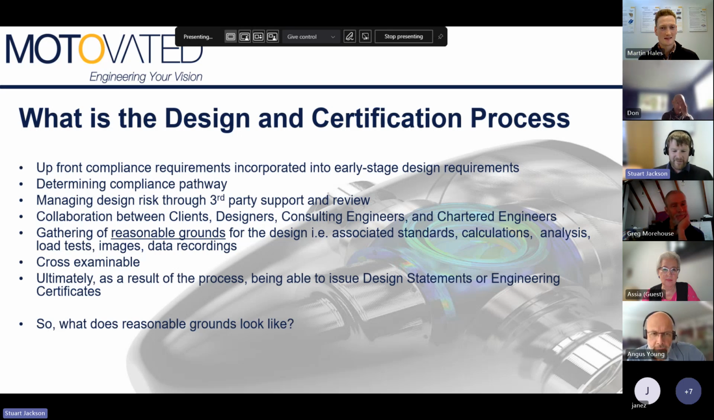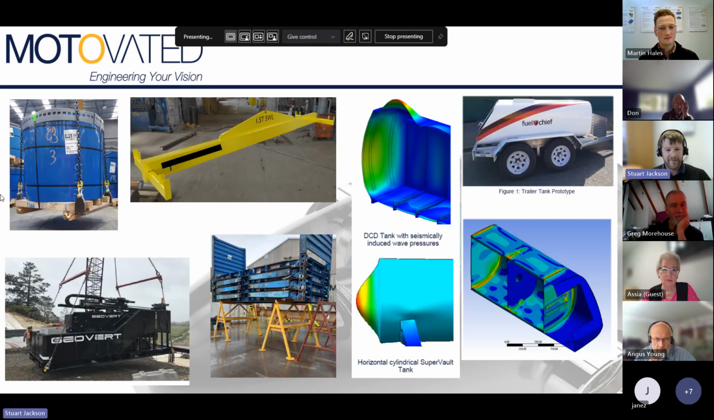So what does reasonable grounds look like? For example, quickly, these same images again. That piece of jig on the left-hand side, lifting up that coil lifter, is reasonable grounds for us. That was going to site, taking measurements of their design. They had come up with something that they thought would work. I think one of their designers had done some calculations, but ultimately they wanted us to approve it.